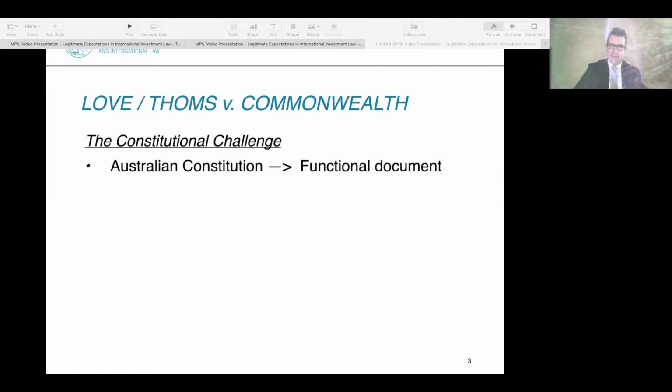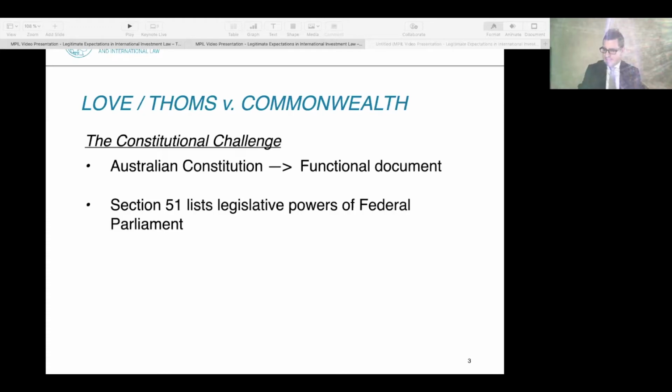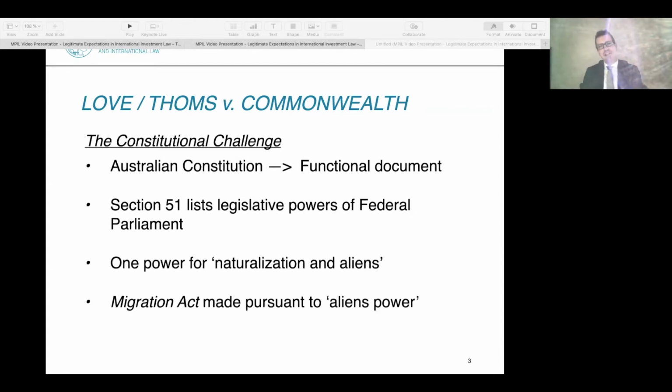So, in light of that, this is what the plaintiffs did. They looked at Section 51 of the Australian Constitution. Why? Because Section 51 lists the legislative powers of the federal parliament. There is one such power under Section 51. It is the power for naturalisation and aliens. Why are we talking about naturalisation and aliens? Because the Migration Act is made pursuant to the aliens' power.